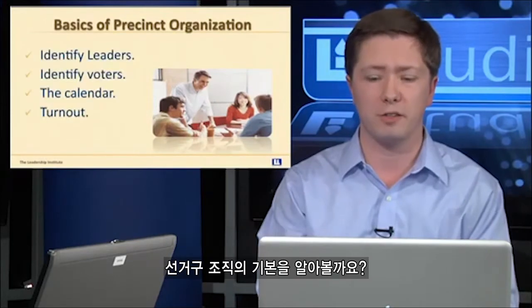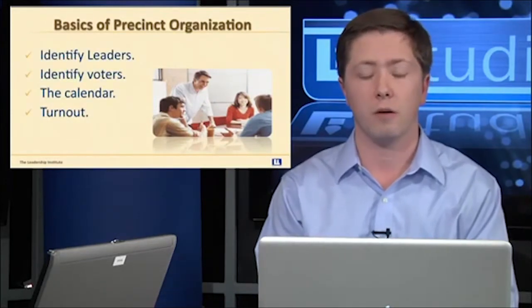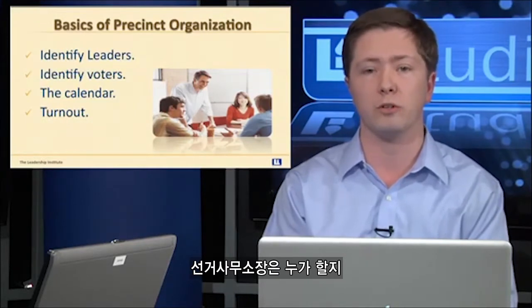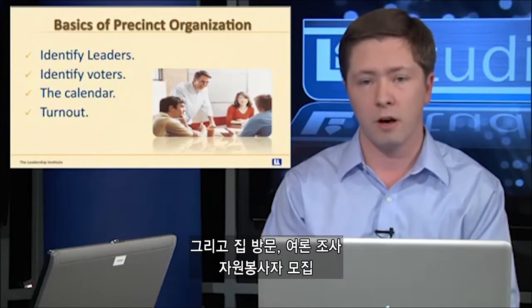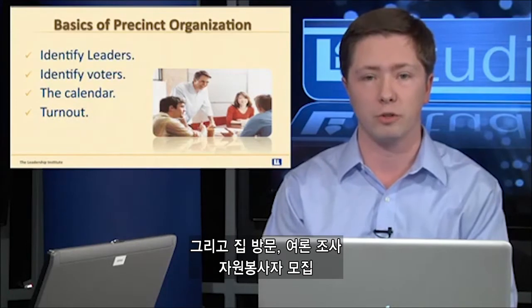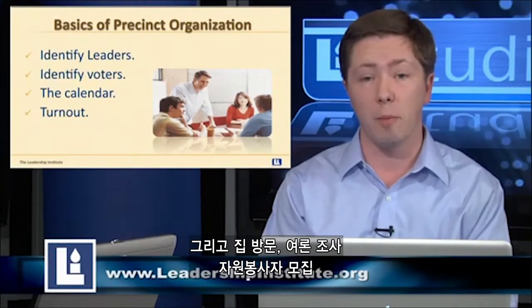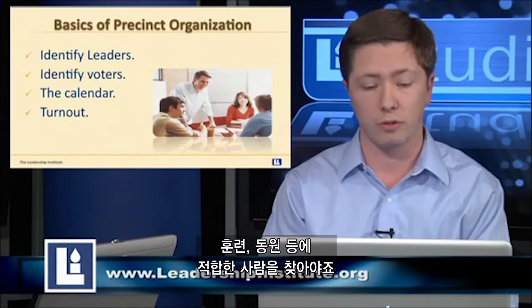So there are some simple basics to precinct organization. First, you want to identify the leaders. You want to find who your top lieutenants are going to be, who will go out and knock doors, who will canvass, and who will recruit, train, and mobilize your base and your supporters.